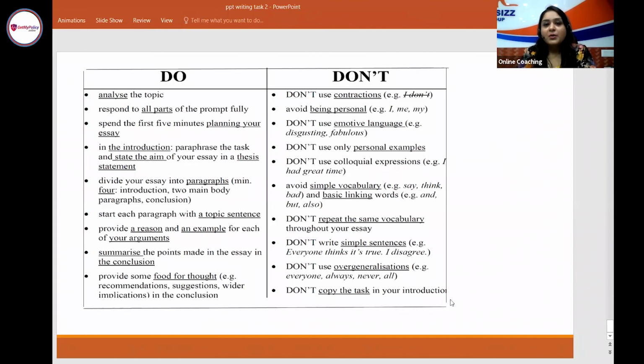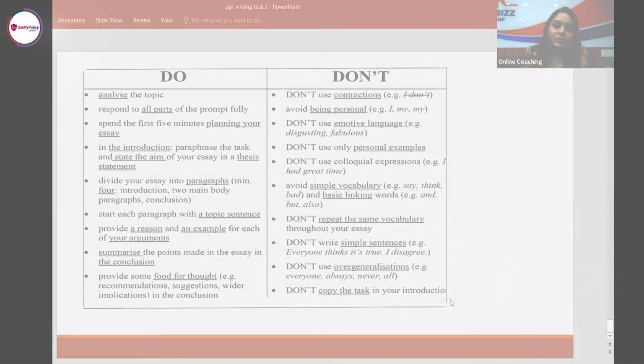I hope you have enjoyed my IELTS writing task 2 session: the conditions, the do's and don'ts, what are the things you have to include and what are the things you have to exclude, right?